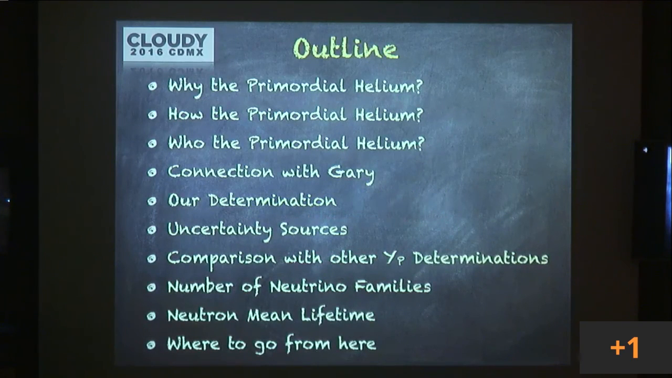So, an outline. Why do we want to study the primordial helium abundance? How do we study the primordial helium abundance? Who is studying the primordial helium abundance? Those are the first three topics. Also, I will say a little bit about the connection with Gary. Then I'll talk about our determination. I'll talk about uncertainty sources, which are very important in this subject. Then I will compare it with YP determinations by other groups. And at the end, I will talk a little bit about how we can get constraints on the number of neutrino families or on the neutron mean lifetime from this. Well, then, where to go from here?